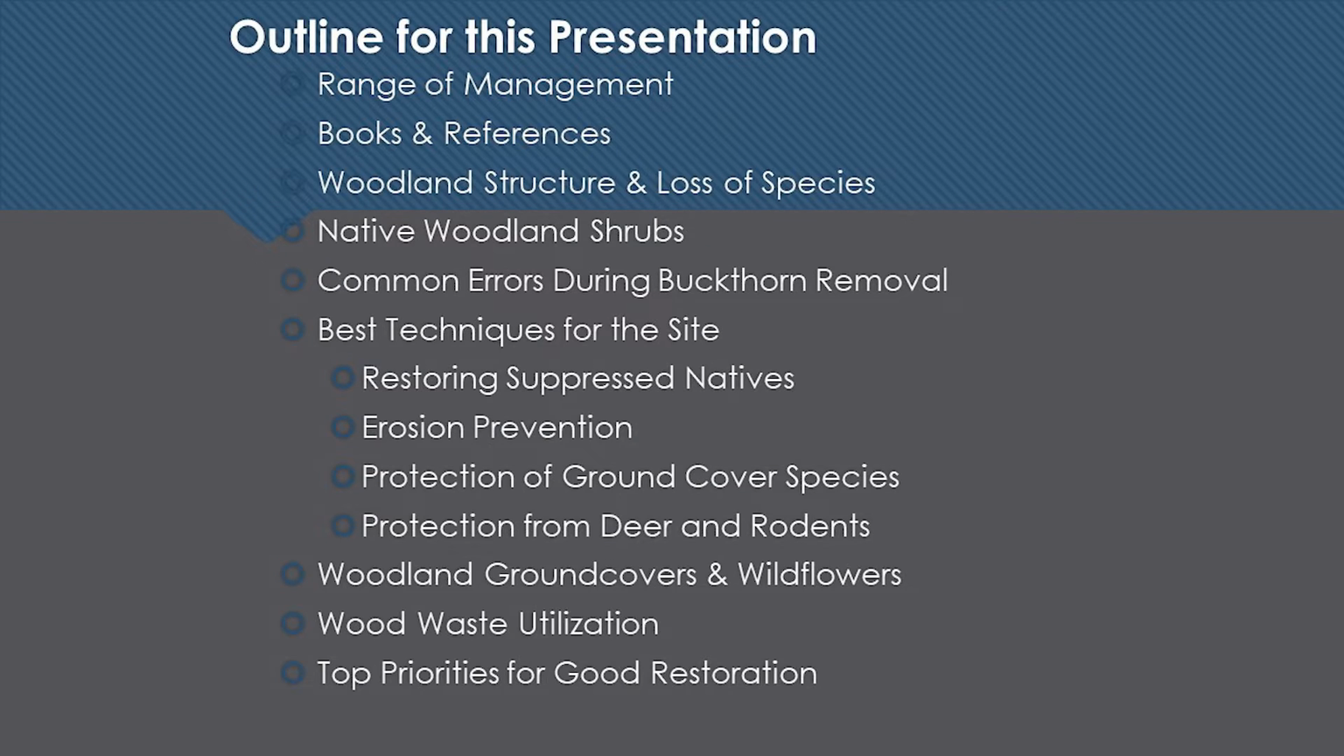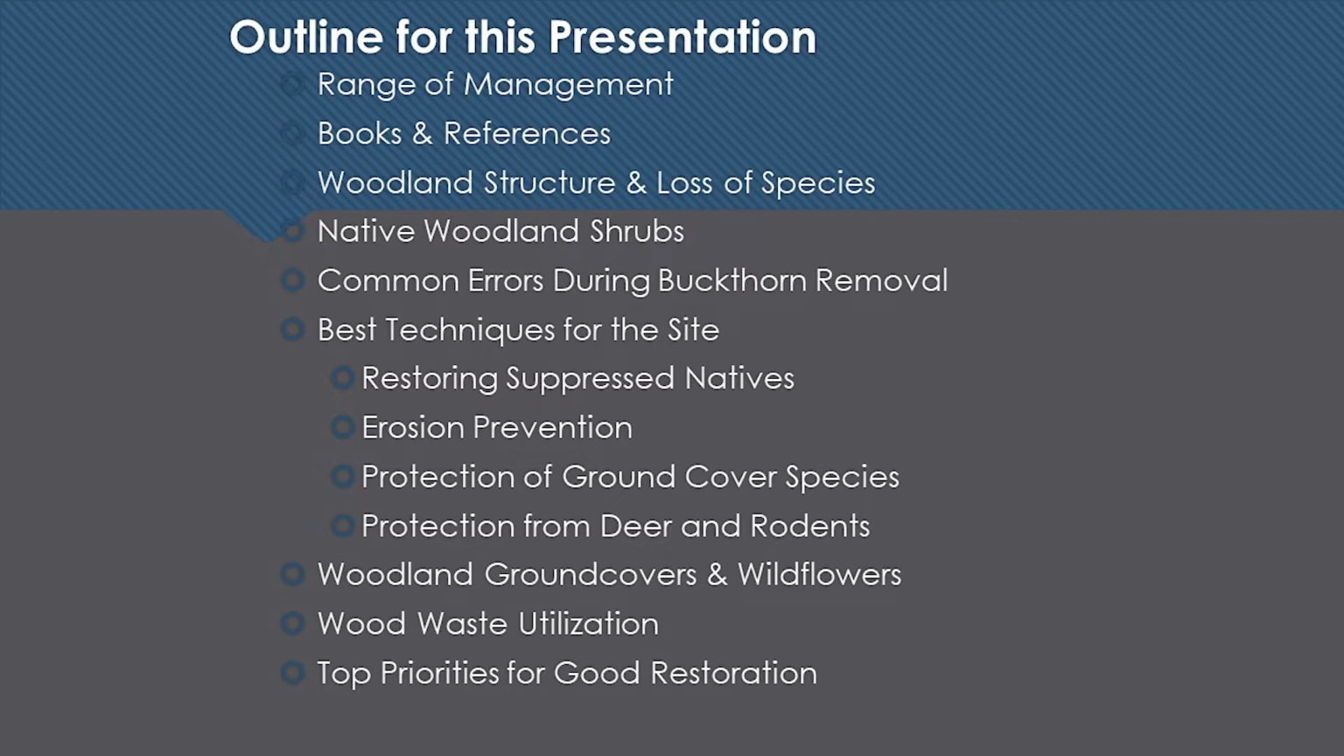So, outline for this presentation, it's a lot. It's really comprehensive. We're going to talk about the range of management, books and references, what woodland structure is and loss of species, and how that is, you've already seen that. Native woodland shrubs that you can use to replace buckthorn. A whole bunch of common errors during buckthorn removal. Best techniques for the site, the actual getting down and how you do it. Restoring suppressed native plants that you find, the remnant ones.